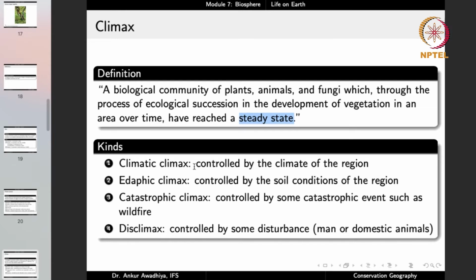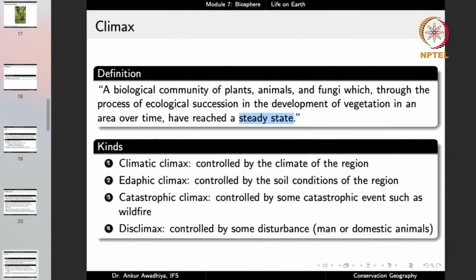We can have climatic climax, which is controlled by the climate of the region. So when we say that dry areas will have such and such climax communities, wet areas will have such and such climax communities, we are talking about the climatic climaxes, which are determined by the climate of the area. But the climaxes can also be determined by, say, the soil of the area. So if we say that such and such community will be the climax community in black cotton soil, then we are talking about edaphic climaxes, controlled by the soil conditions of the region, not that much dependent on the climate, but more dependent on the soil conditions.